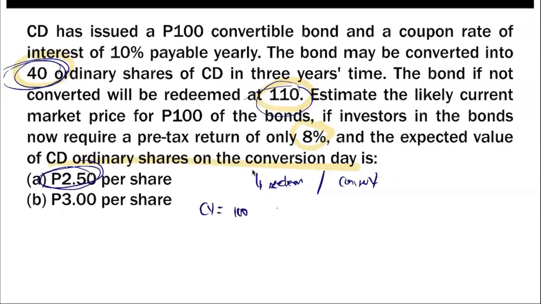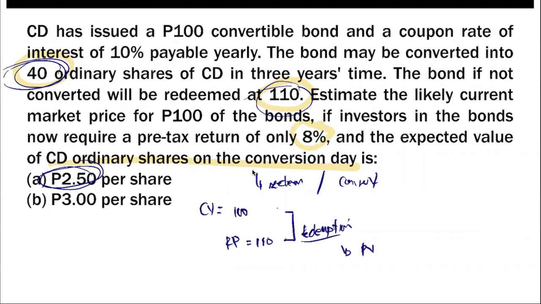If the redemption price is 110 and the conversion value is only 100, what will you do? Which is higher, redemption or convert? It is redemption. So it is proper for you to redeem rather than convert. So if it is proper for you to redeem, then you should redeem. So how do we compute if it is redeem?